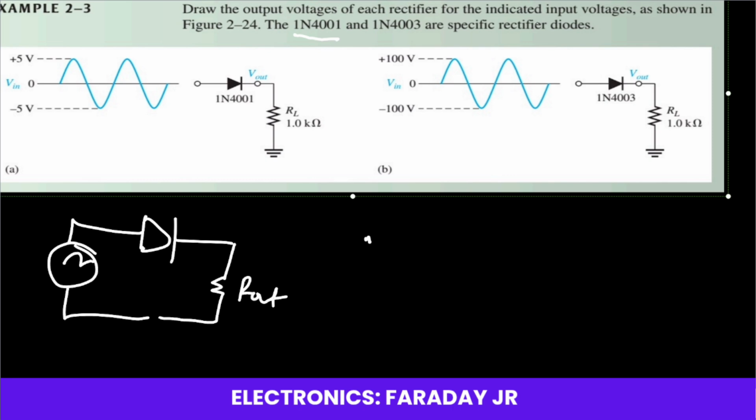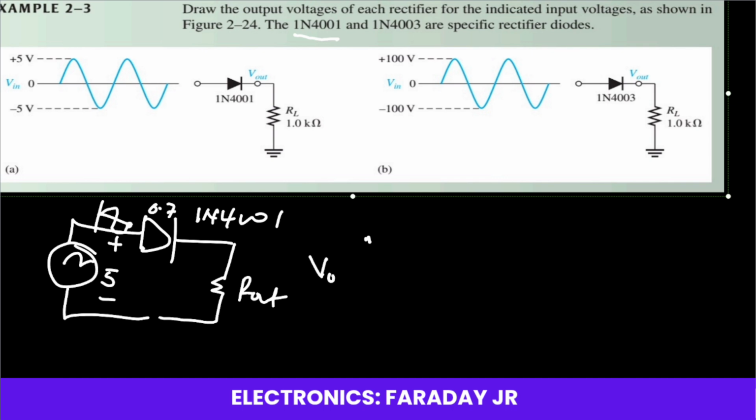Here, we are considering the first one, the 1N4001 diode. The input is 5 volts, which is an AC source, and we know what will happen: one half will be suppressed. The positive half cycle, of course, we know, when this voltage passes through it, it will drop a voltage of 0.7.